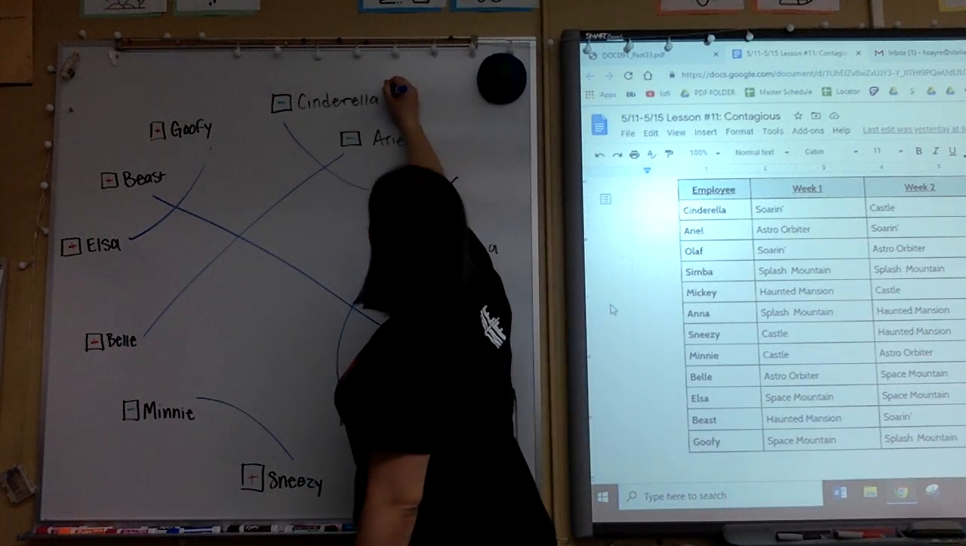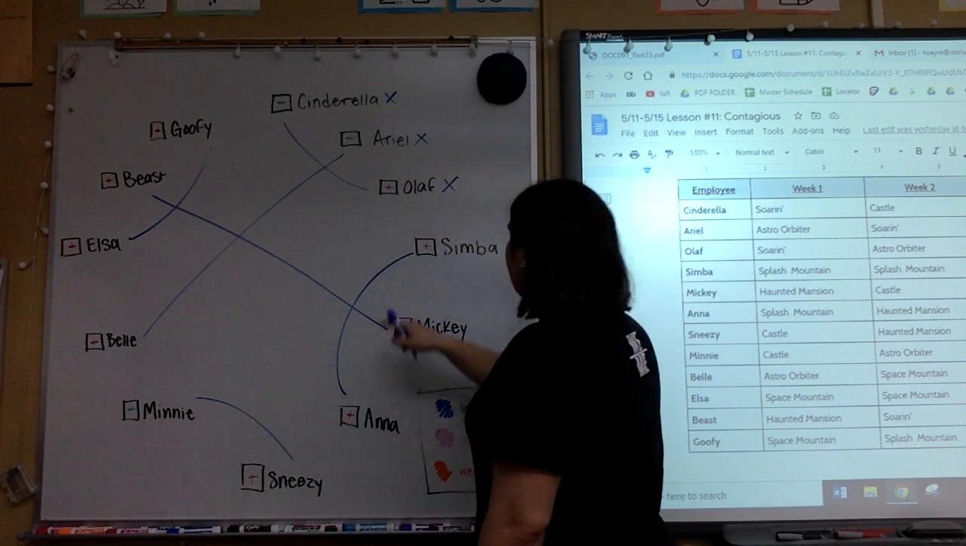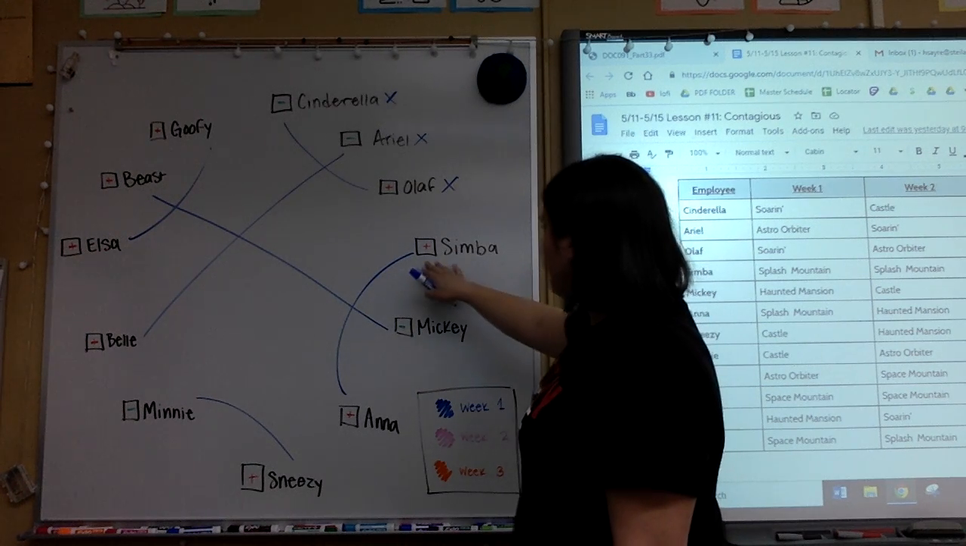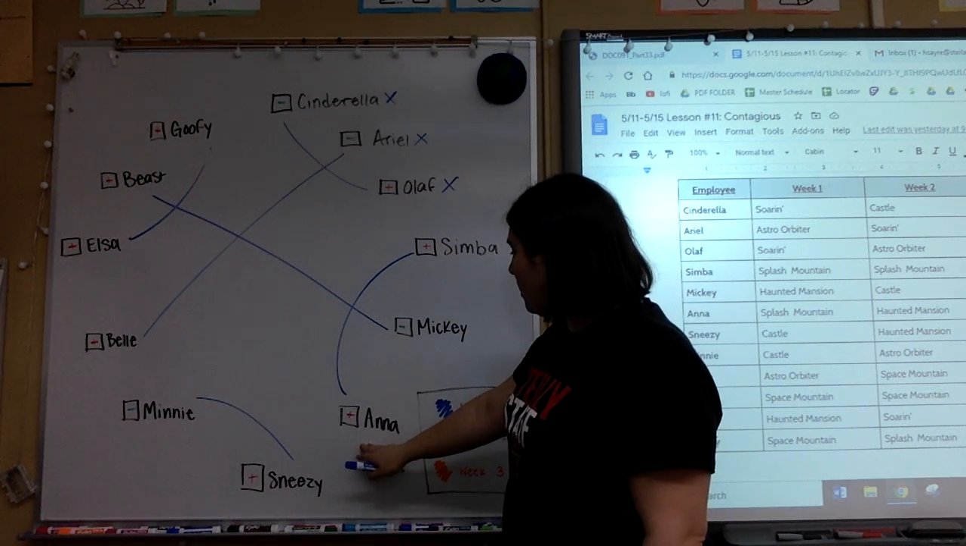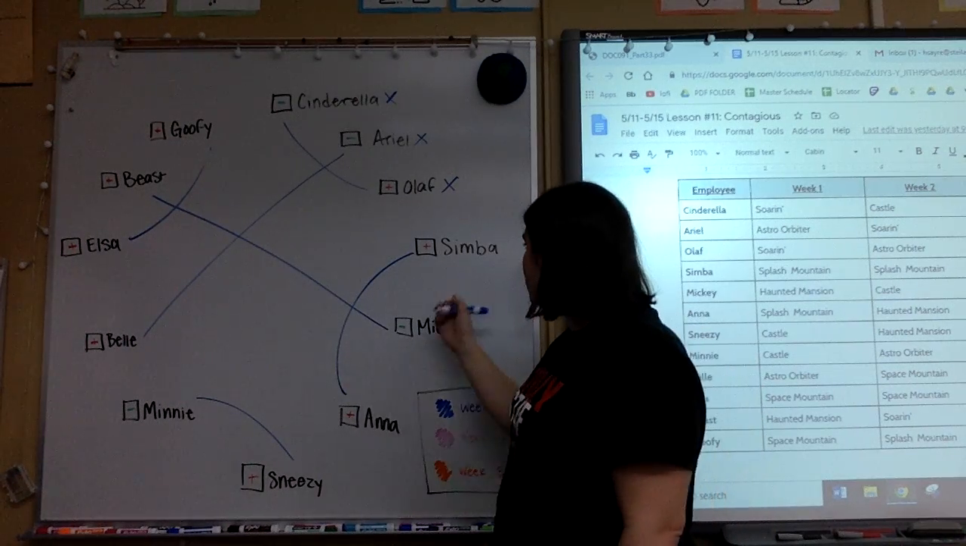We already know it's not Cinderella. We know it's not Ariel either, because she's negative. So let's go down to Simba. Simba is positive, and he was working with Anna, who's also positive, so they could be potentially suspects for patient 0.